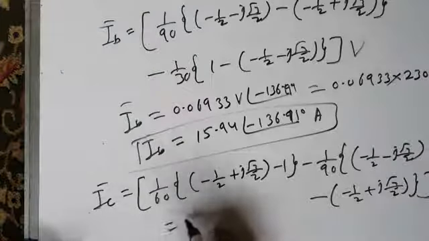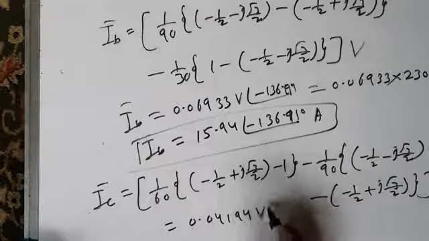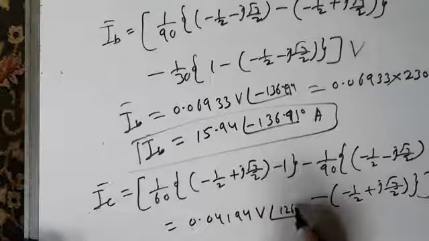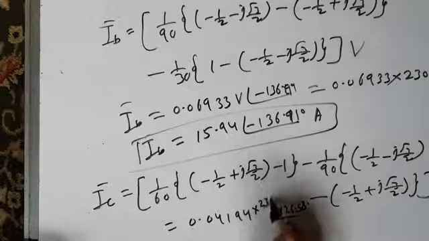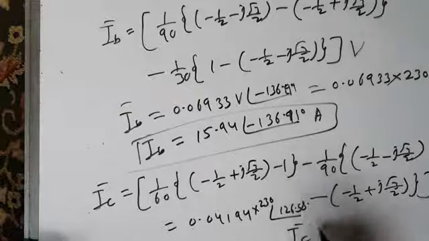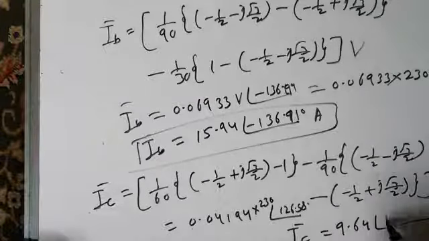इसको जब आप सॉल्व करेंगे ये आएगा 0.04194 V at an angle of 126.58 degrees. V is 230 volts, so that means multiply by 230 volts. जब आप इसको multiply करेंगे, IC will come out to be 9.64 at an angle of 126.58 degrees amps.